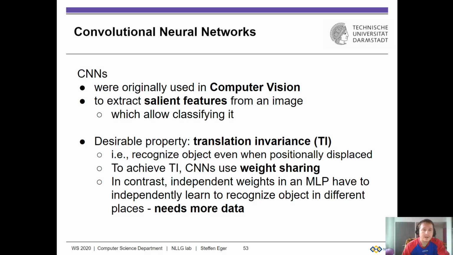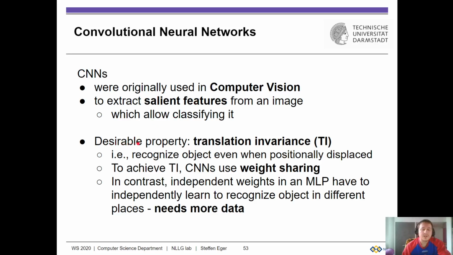So the first architecture that I want to briefly discuss are convolutional neural networks, which also go by the abbreviation of CNNs. They were originally used in computer vision to extract salient features from an image, which allow classifying it. For example, imagine you want to classify the image of a cat, and to identify the cat in an image, you would probably go by some very important features of a cat, for example, the ears or the nose. So these are the salient features.